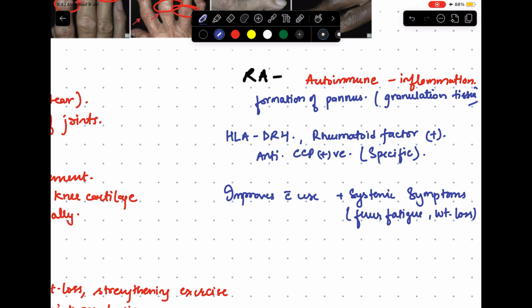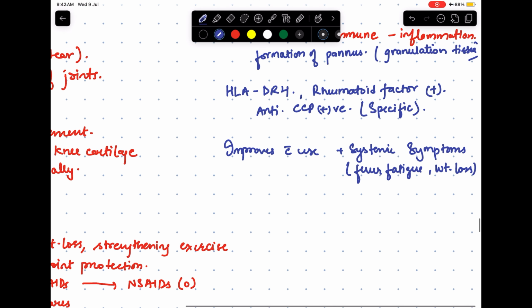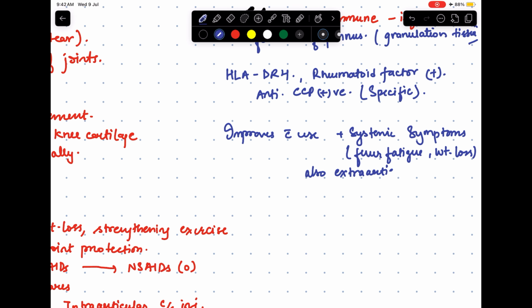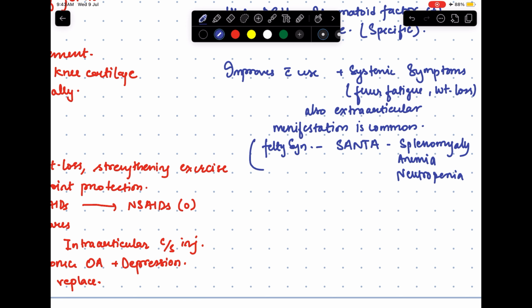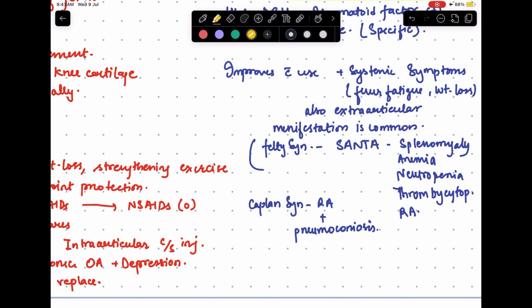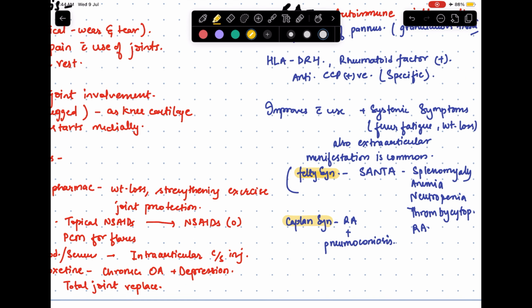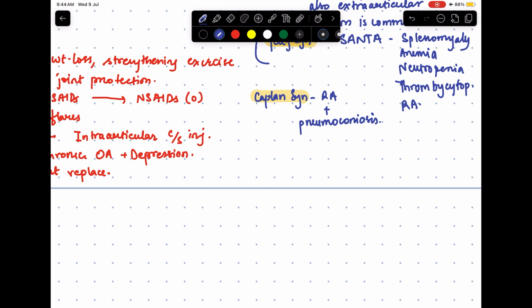Now there are two important syndromes associated with rheumatoid arthritis. The first is Felty syndrome. Felty syndrome is rheumatoid arthritis with this mnemonic, SANTA. I took this mnemonic from First Aid. This is what SANTA stands for. The other syndrome we have to remember is Kaplan syndrome, which is rheumatoid arthritis with pneumoconiosis. Just keep these two syndromes in mind, as they can ask about them. Felty syndrome has been asked in recent recalls also. So just remember these two.